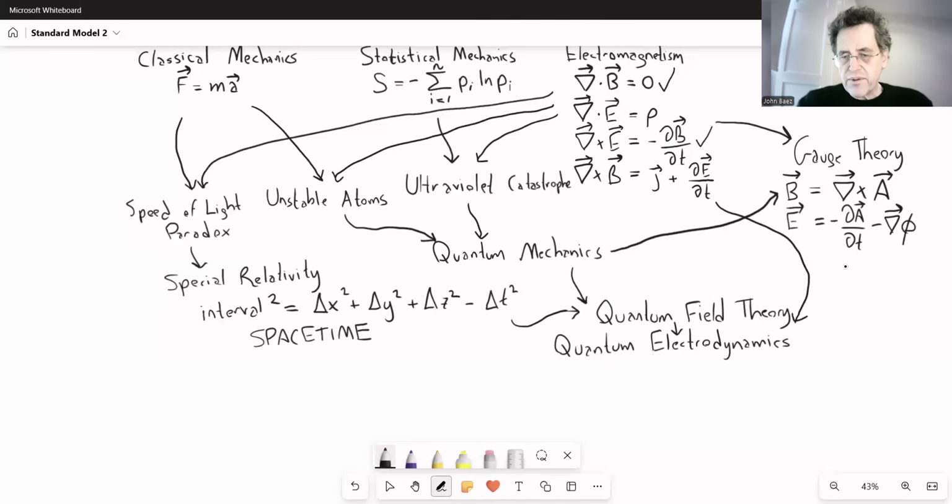But the really important thing about gauge theory from the point of view of modern physics is that you can generalize it from the case of electromagnetism to talk about other kinds of forces. And this was done by Yang and Mills. Their generalized version of Maxwell's equations are called the Yang-Mills equations, and this kind of theory is called Yang-Mills theory.